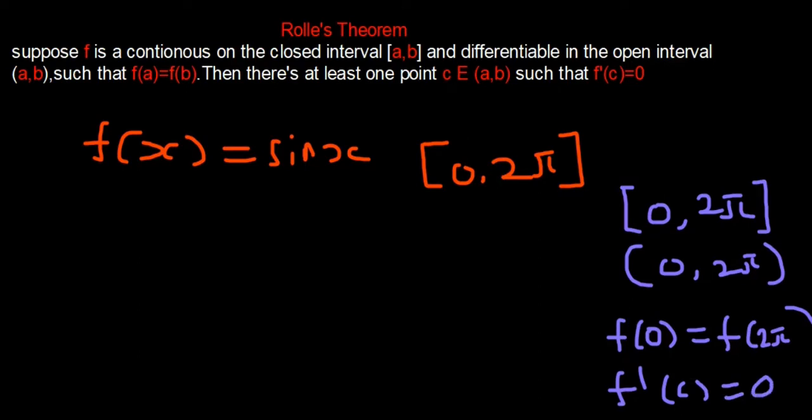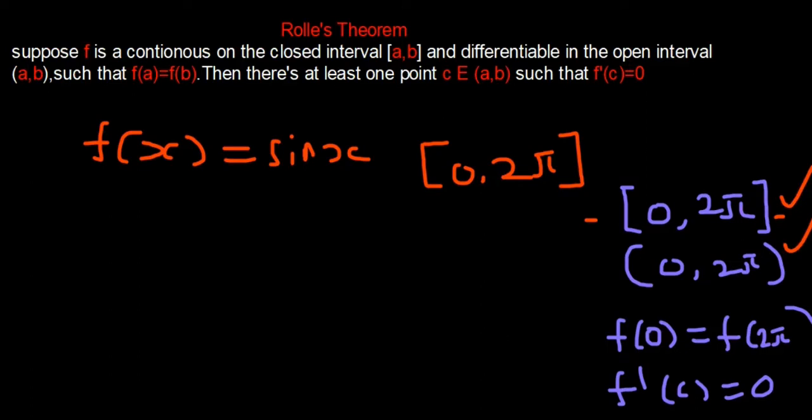So is this function continuous within this interval 0 to 2 pi? Looking at this, it is a trig function, sine. You know the trig functions sine and cosine are continuous and differentiable at every single point, same as the polynomial function. So these two conditions have been satisfied.